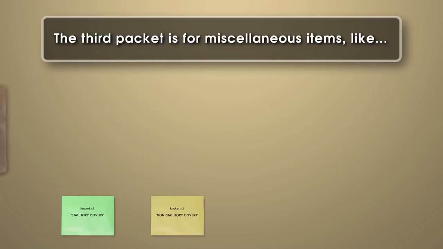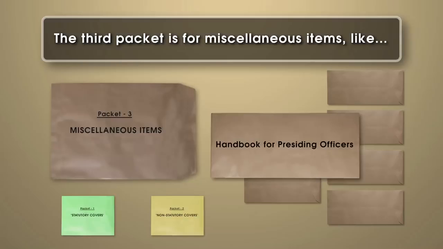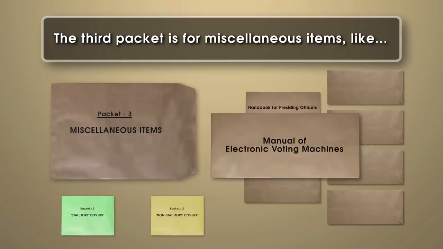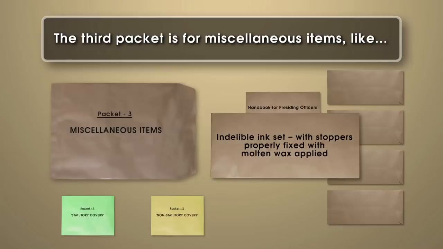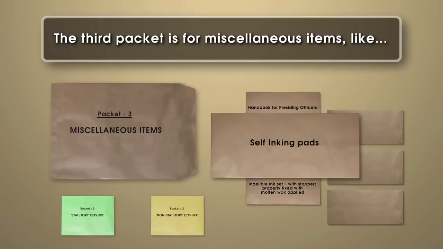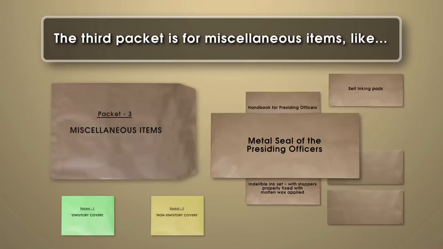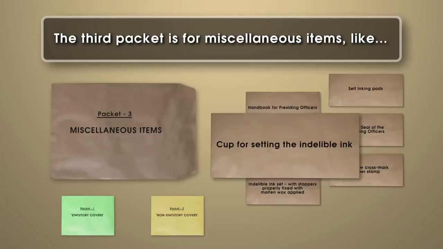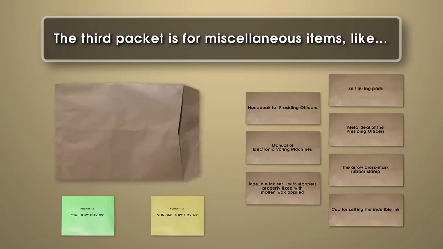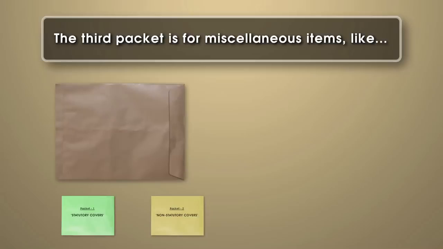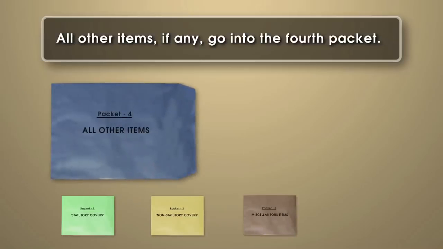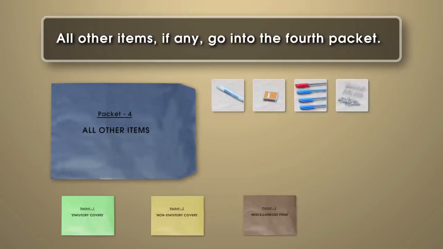The third packet is for miscellaneous items like the Handbook for Presiding Officers, Manual of Electronic Voting Machines, indelible ink set with stoppers properly fixed with molten wax applied, self-inking pads, metal seal of the presiding officers, the arrow cross mark rubber stamp, cup for setting the indelible ink. All other items, if any, go into the fourth packet.